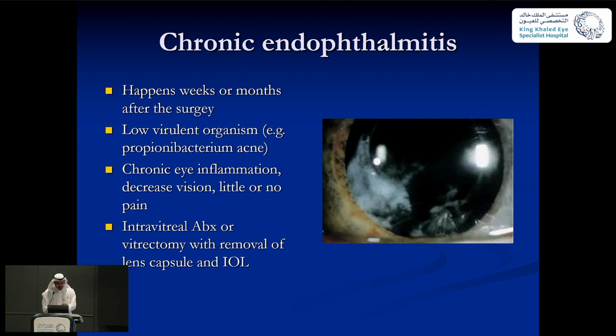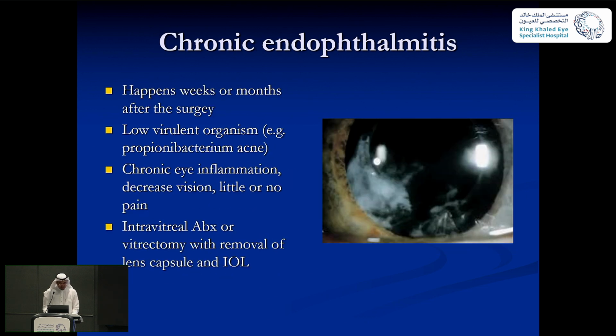Chronic endophthalmitis can happen weeks or months after surgery, characterized by inflammation that subsides with the steroid. Whenever you stop the steroid, the inflammation comes back. And when you look at the picture, you'll find that there are some plaques on the capsule. The treatment is intravitreal antibiotic, or even the removal of the capsular bag complex can be required to get rid of this problem.